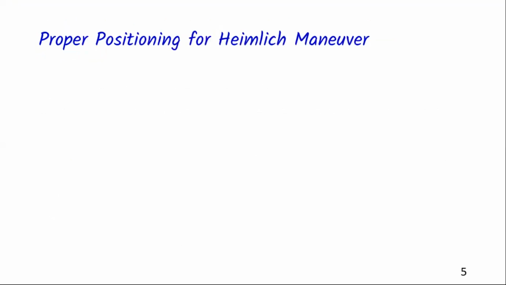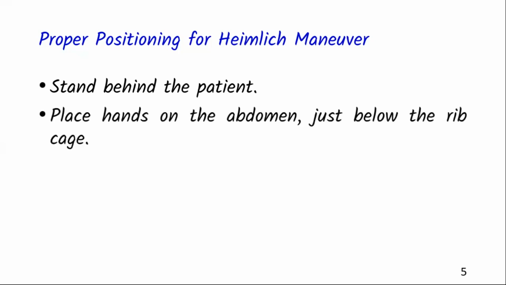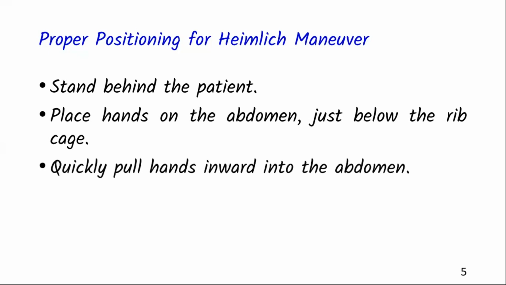Now let's look at the proper positioning for the Heimlich maneuver. Stand behind the patient, place your hands on their abdomen below the rib cage. Quickly pull your hands inward into the abdomen. This action uses any remaining air in the lungs to try and dislodge the obstruction from the airway.